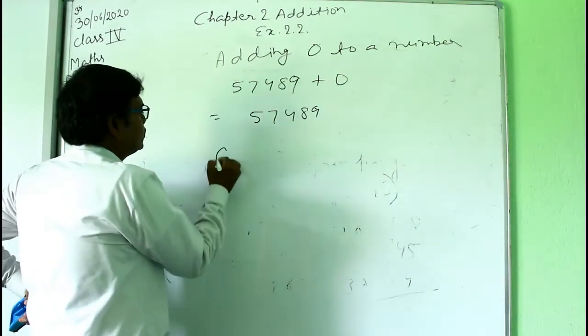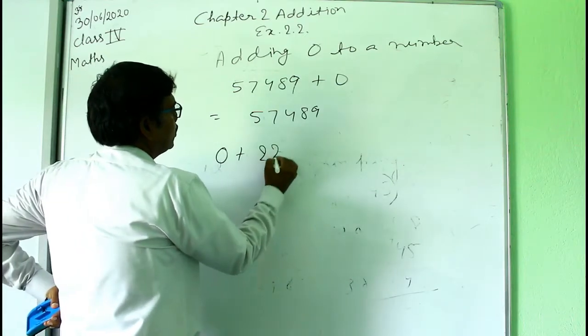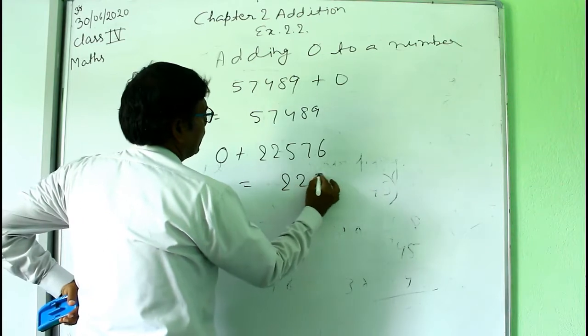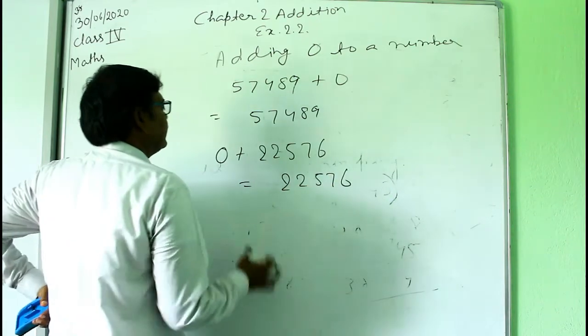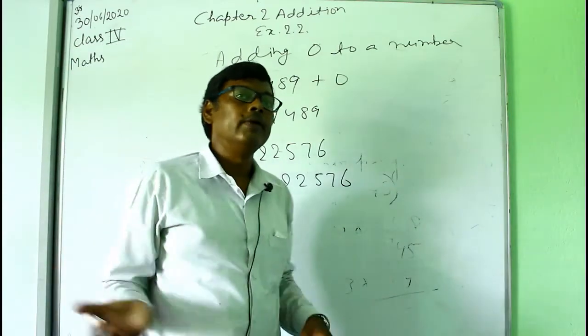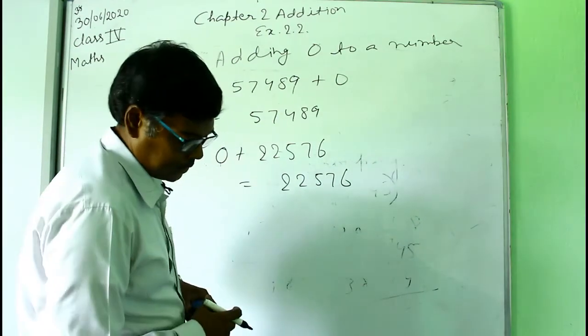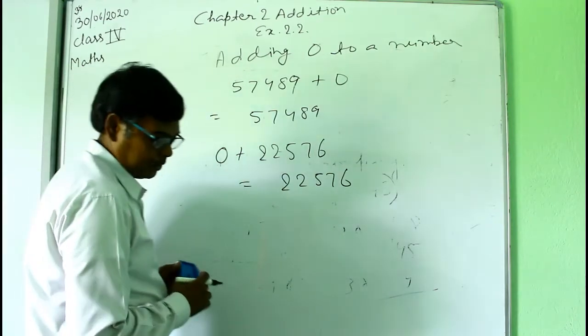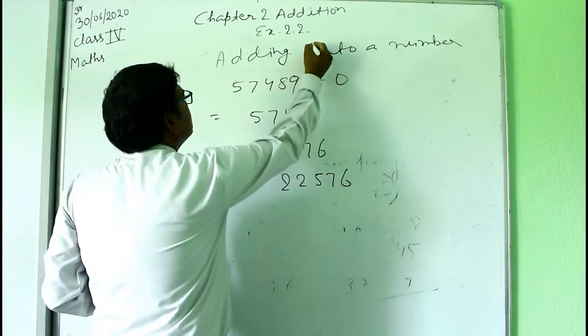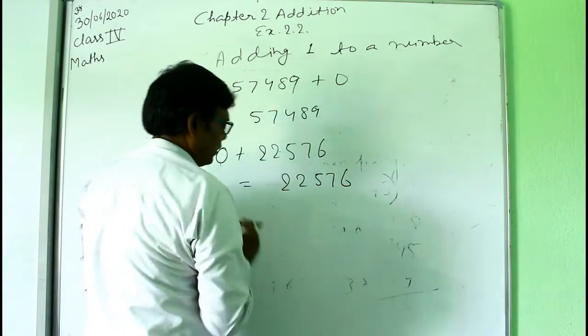Or if you write, suppose, 0 plus 22,576, then the answer will be 22,576. So adding 0 to a given number gives you the result, the given number. Remember this. Next is adding 1 to a number.